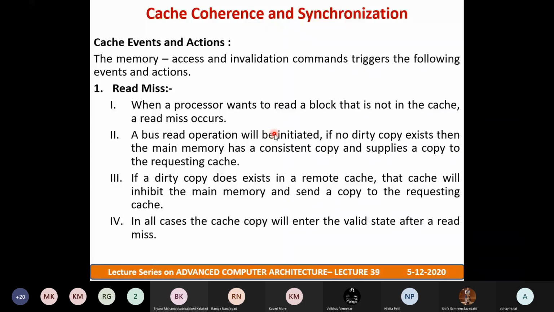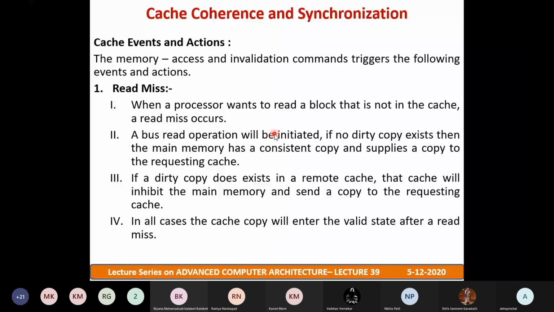That is, if it is accessed by any other processor and if they are written more than once, then it will check. If it is not the case, then the memory has a consistent copy, that is all are in valid state, then it supplies a copy to the requesting cache. So what will happen if the dirty copy does exist in the remote cache? Then that cache will inhibit the main memory and send a copy to the requesting cache.